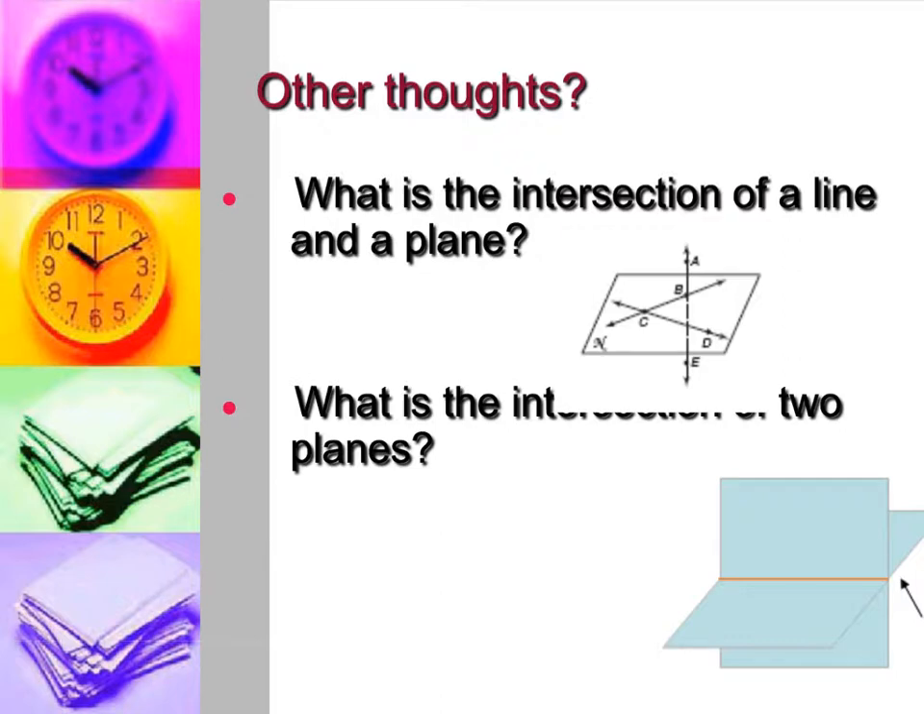So let's think about some little combos here. What is the intersection of a line and a plane? If I draw a line going through a plane, what does that create? If I draw a line through a plane, like AE is going through that plane, it intersects at B, so that is really just a point. And actually, there's a specific name for where a line intersects a plane. It's called the foot.